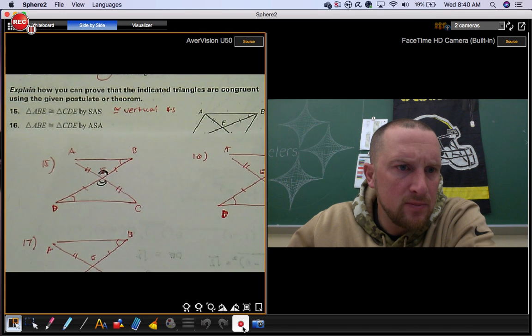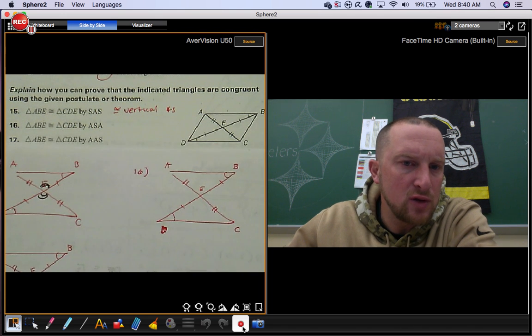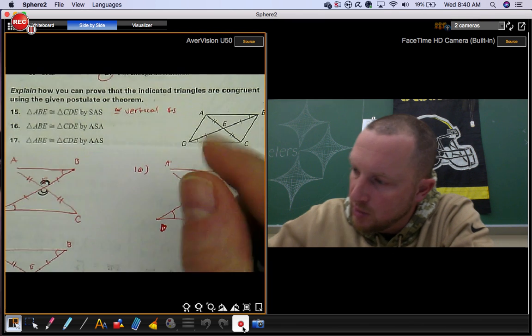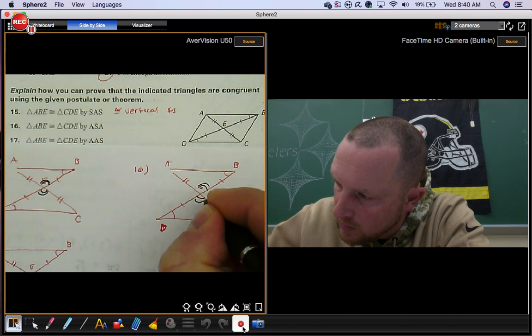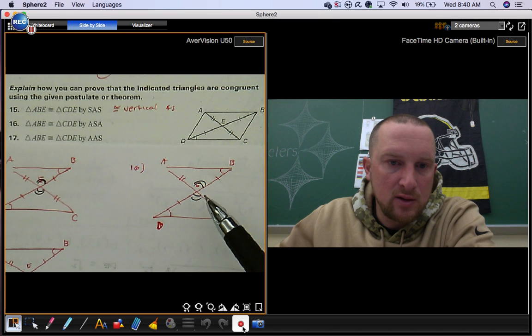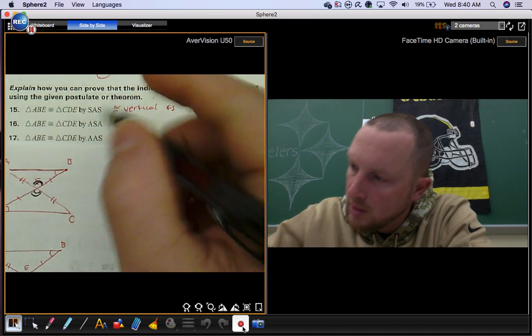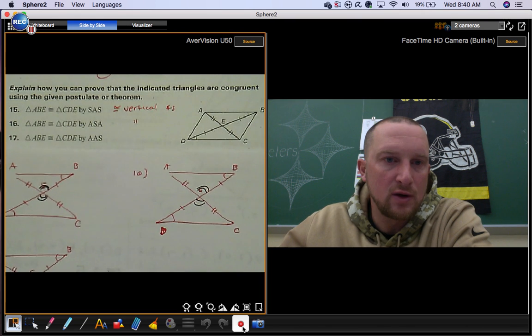Number 16. Can you prove that the two triangles are congruent by angle side angle? Well, again, this is ASS until you put the congruent vertical angles on. Now can you use angle side angle? Definitely. So you've got congruent vertical angles again.